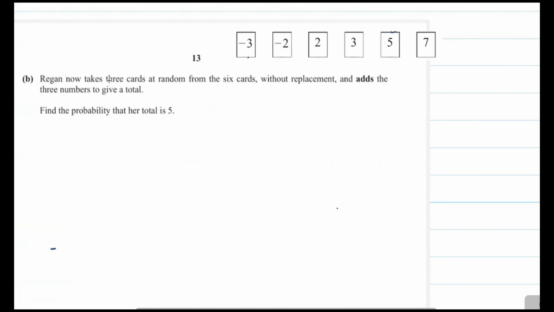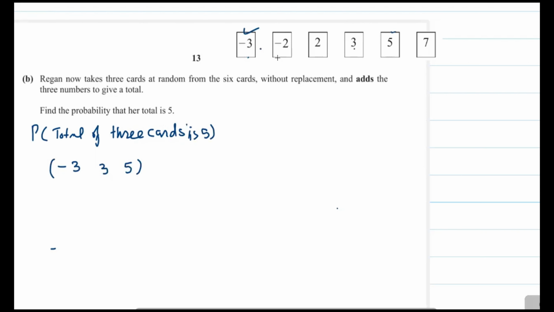Now part B: Regan now takes 3 cards at random from the 6 cards without replacement and adds the 3 cards to give a total. Find the probability that her total is 5. Now we see the probability that the total of 3 cards is 5. What will be the possibilities? Suppose you take minus 3, 3, and 5. This is the first possibility. And second, suppose minus 2, 2, and 5.